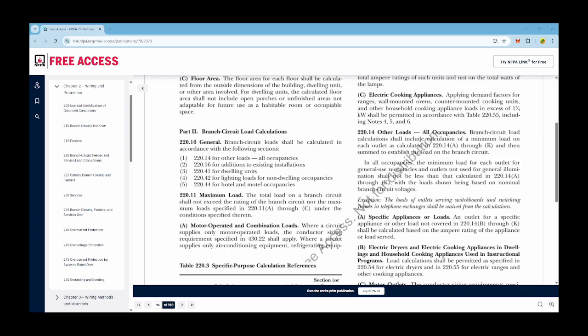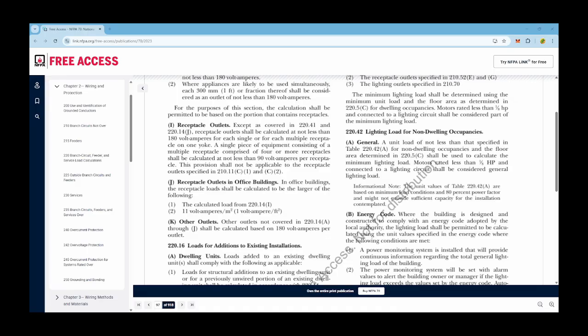Other loads, all occupancies. It says branch circuit load calculations shall include calculations of a minimum load on each outlet as calculated in 220.14(A) through (K), and then summed to establish the load on the branch circuit. So basically we're going to be looking through 220.14(A) through (K). The section that we're looking for is 220.14(I), receptacle outlets. And here is that code section right here, 220.14(I), receptacle outlets.